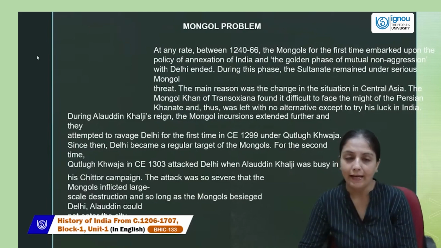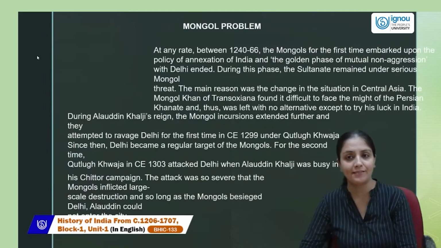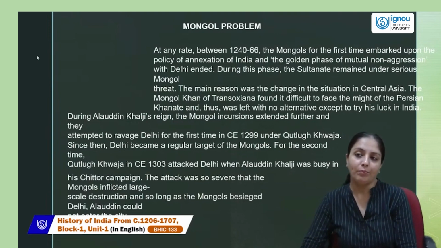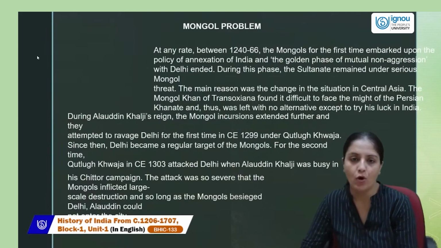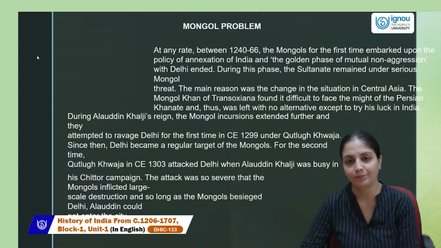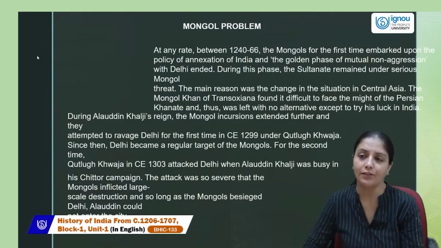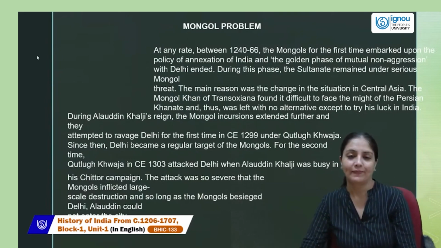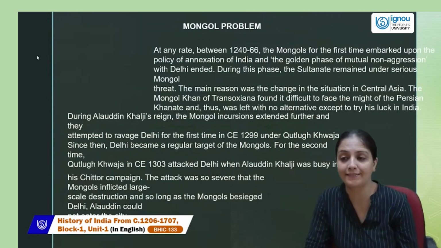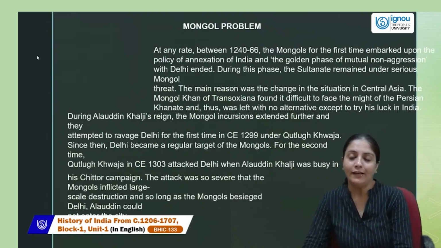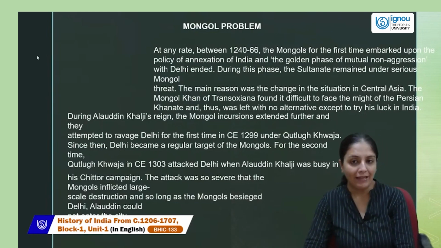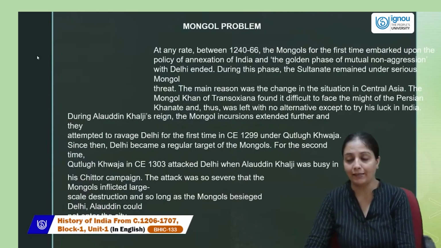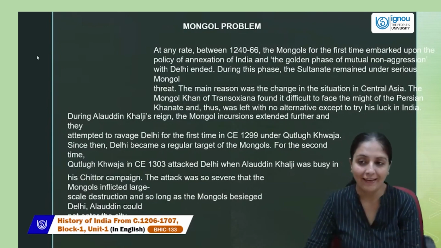Mongol. At any rate, between 1240 and 1266, the Mongols for the first time embarked upon the policy of annexation of India and the golden phase of mutual non-aggression with Delhi ended. During this phase, the Sultanate remained under serious Mongol threat. The main reason was the change in the situation in Central Asia. The Mongol Khan of Transoxiana found it difficult to face the might of the Persian Khanate and was left with no alternative except to try his luck in India. He has not tried his luck in India.